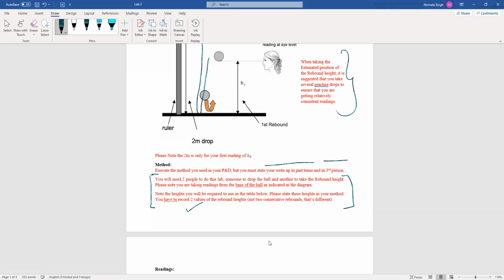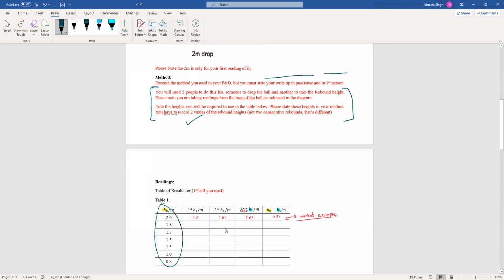Note the heights you will be required to use in the table below. Please state these heights in your method. I will give you the heights that you have to use in the lab. I give them to you because I want everybody to get consistent readings, and you will write down those heights in your method.